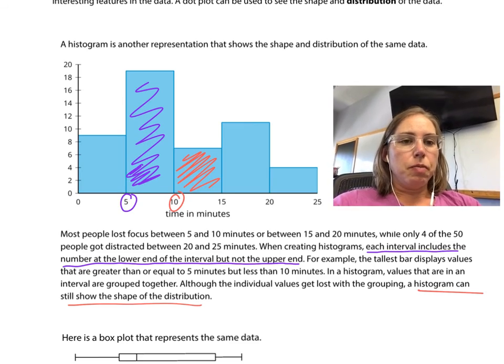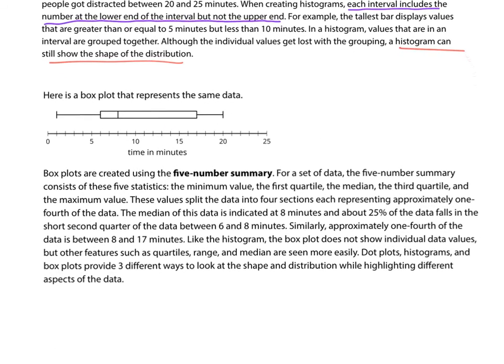Then lastly, we looked at a box plot. And for the box plot, we need the 5-number summary, which is what we created with our minimum, quartile 1, median, quartile 3, and maximum. And the box plot is good for showing how variable or how spread out the data is.